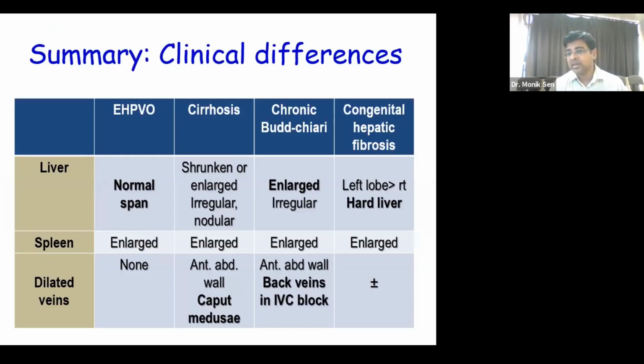Spleen is uniformly enlarged in all three conditions. It may be very, very large in EHPVO. Dilated veins are not present in EHPVO, not present in congenital hepatic fibrosis, but because the left branch of the umbilical vein is patent, the anterior abdominal wall veins enlarge in cirrhosis. There is a caput medusae, sometimes rarely. Anterior abdominal walls and back veins in IVC block.